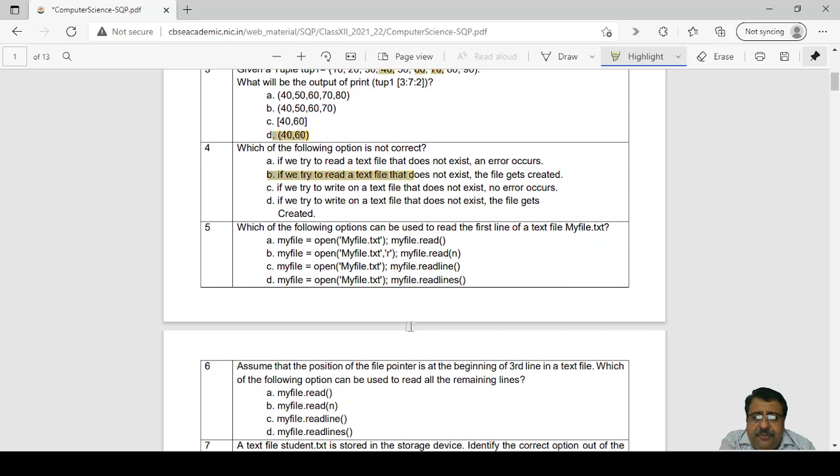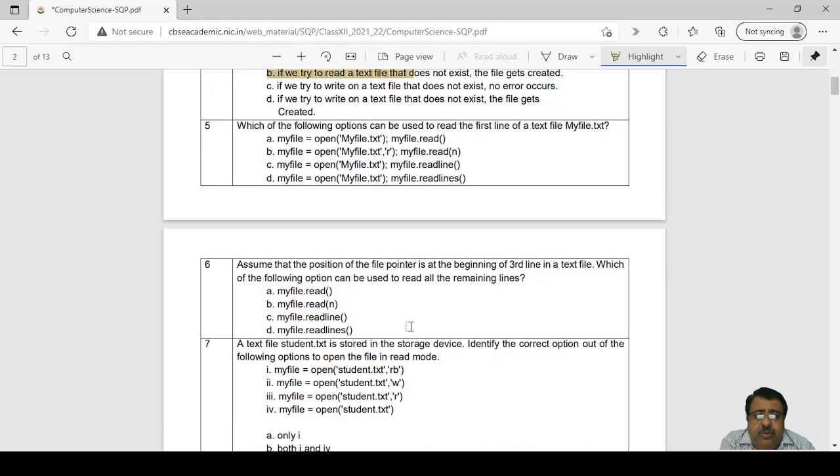Next, which of the following options can be used to read the first line of a text file? Now in this question, what we have to read? We have to read a line, first line, a single line. So to read a single line, we have the only option, that is the readline.